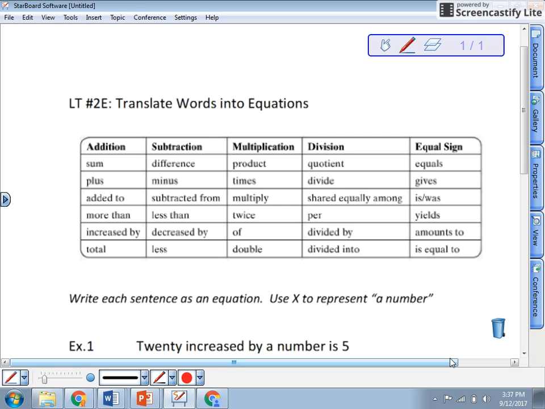Welcome. Today we're going to be translating words into equations. Now we've already done translating words into expressions, but now we're doing equations. Remember, an equation has an equal sign.